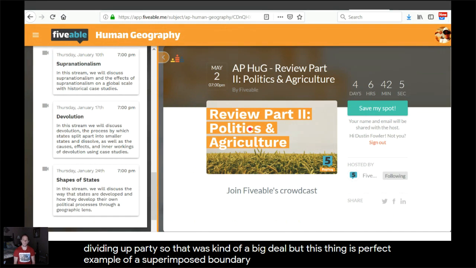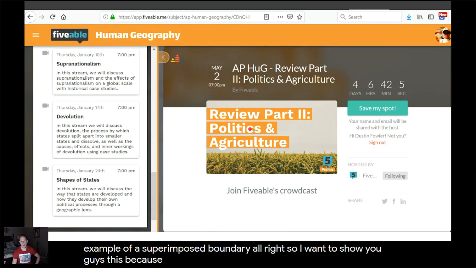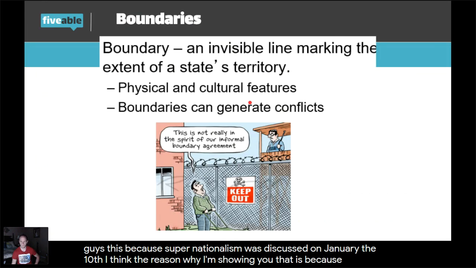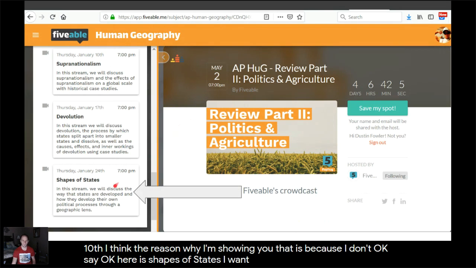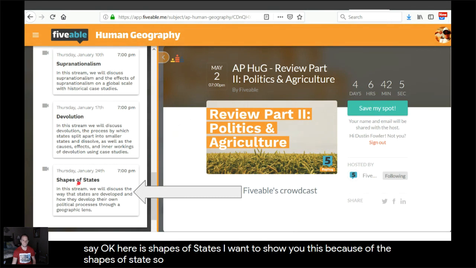All right, so I wanted to show you guys this because supranationalism was discussed on January the 10th. Oh, okay, here it's shapes of states. I wanted to show you this because of the shapes of states. So I'm not going to get into state morphology here.